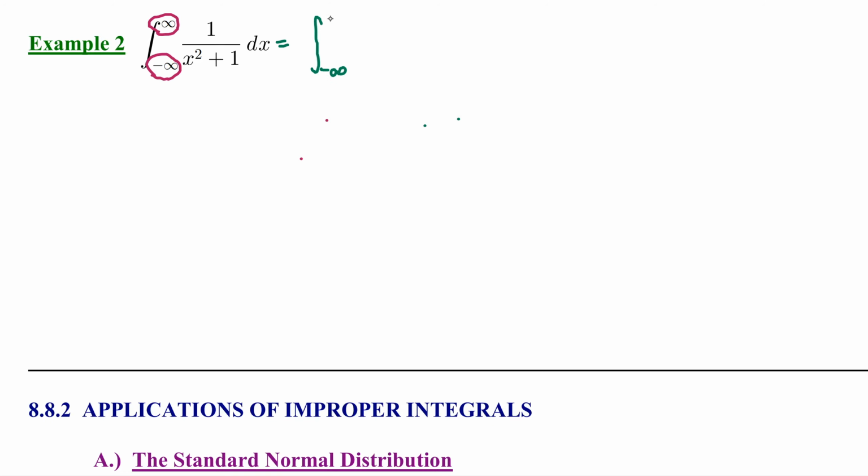Let's go from negative infinity to 0 of 1 over 1 plus x squared dx, and add this to the integral from 0 to infinity of 1 over 1 plus x squared dx. No u substitution, no variable change is going to be necessary in evaluating the antiderivative. Notice this is going to lead us to an arctangent function.